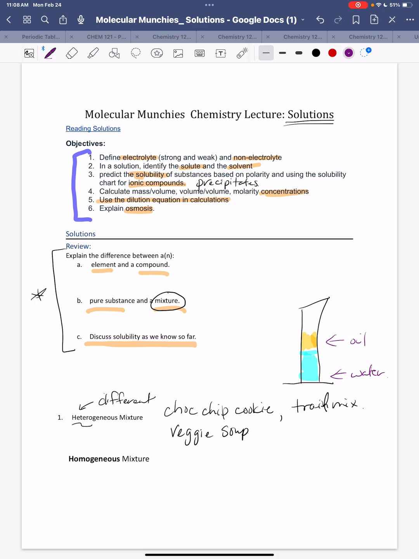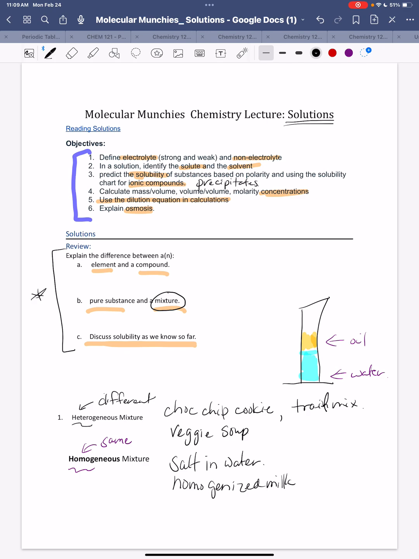So a homogeneous mixture is basically, that word means same. So it's the same throughout. Things like when you take that veggie soup and you whirl it in the blender and you make gazpacho, I don't know how to spell that, so I'm not going to write it down. When you dissolve salt in water, you can make a homogeneous mixture. You've heard maybe of homogenized milk, right?